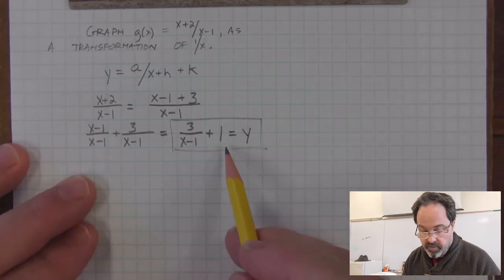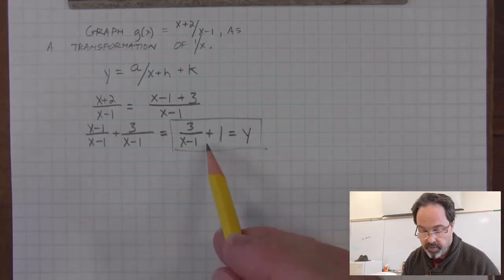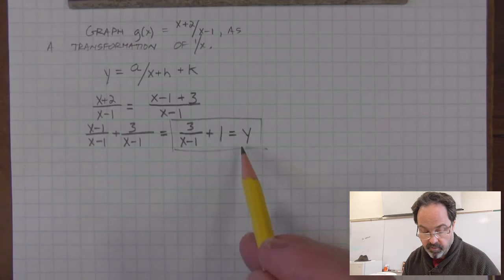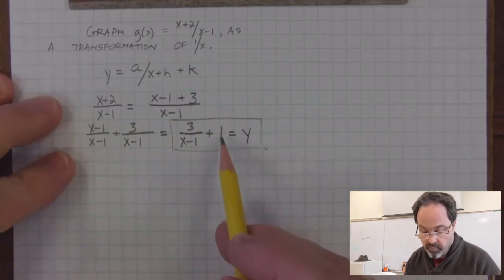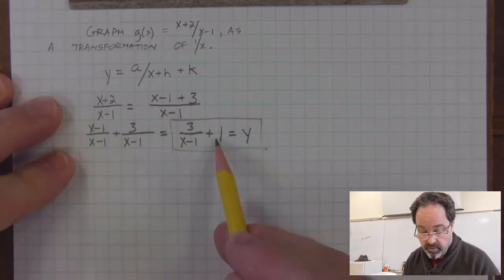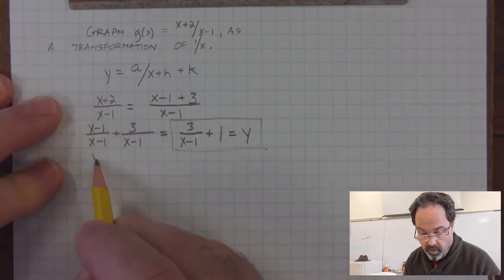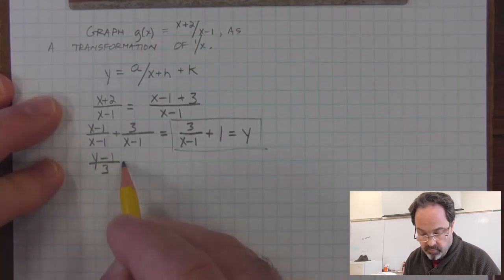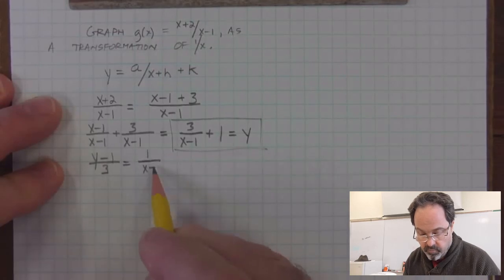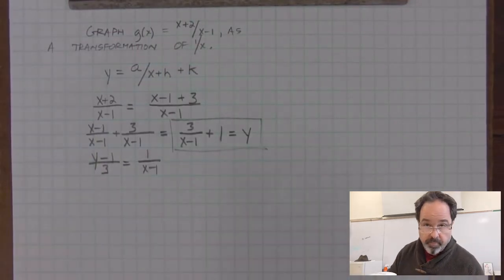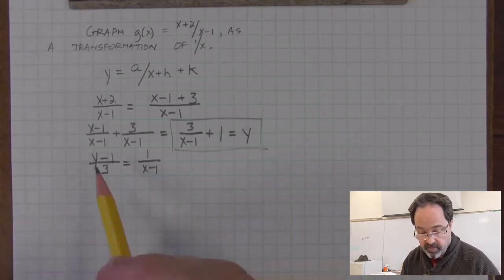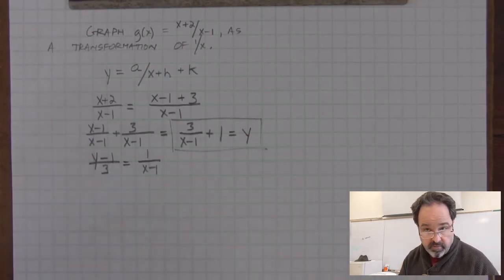But if I'm going to list my transformations, I'm in the habit of grouping the transformations with the variable that they affect. So I'm going to subtract 1 from both sides and then divide by 3. So I get y minus 1 divided by 3 is equal to 1 over x minus 1. Why would I do that? Because in this form, I can see the transformations and then list them descriptively and use the description to then graph by hand.